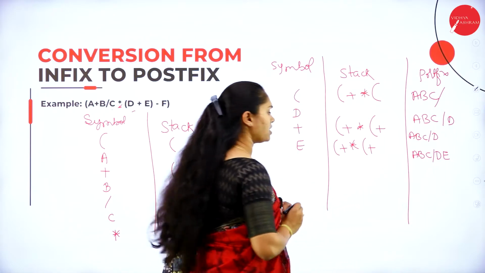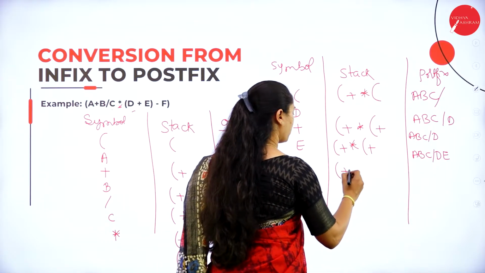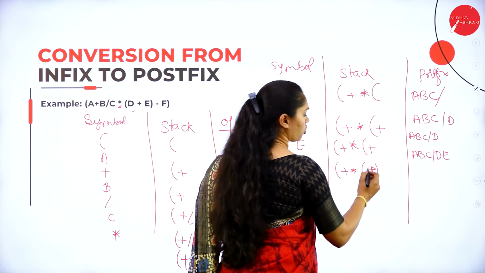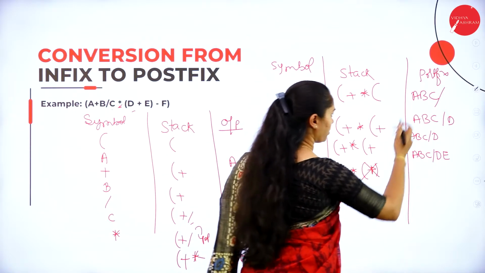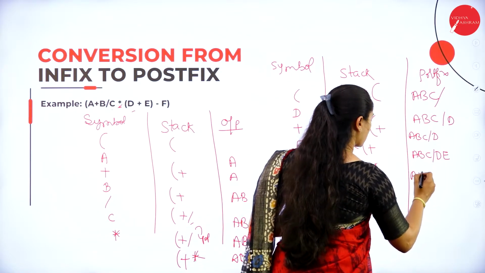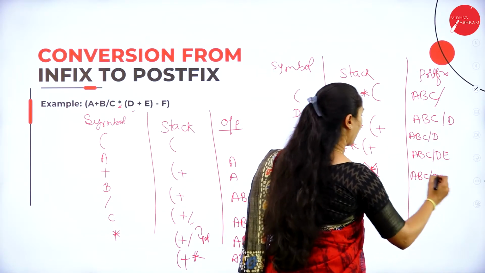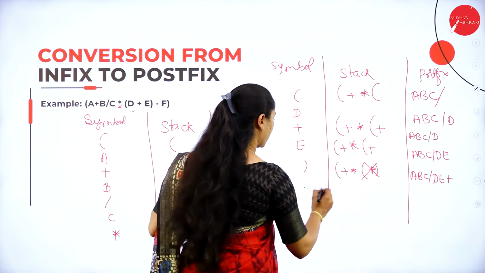Then I found this closing parenthesis. If it is a closing parenthesis, then whatever operators are in between that closing and opening parenthesis should be discarded and moved to the postfix expression. So it will be A, B, C, D, E. Then we had plus here. Then after this we have a minus symbol.